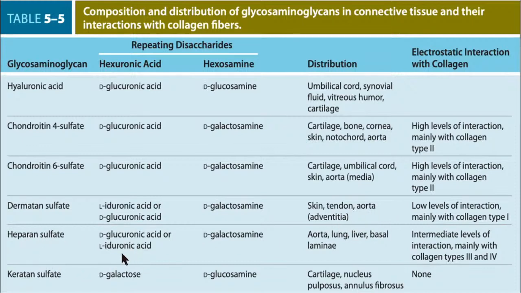Heparan sulfate is represented in the aorta, lung, liver, and basal lamina of epithelium, with intermediate levels of interaction between collagen type 3 and collagen type 4. We shouldn't forget that dermatan sulfate provides interactions with collagen type 2 and type 1. Keratan sulfate is again represented in the cartilage. And that's the minimum that you need to know.